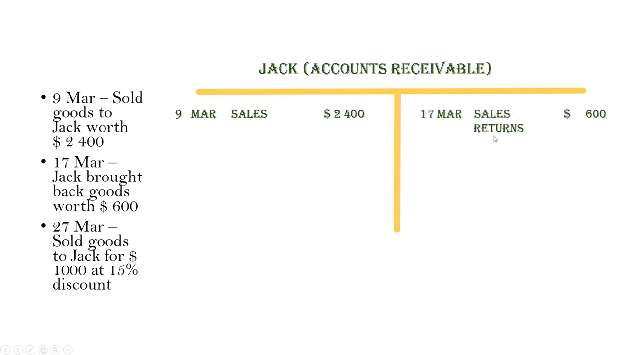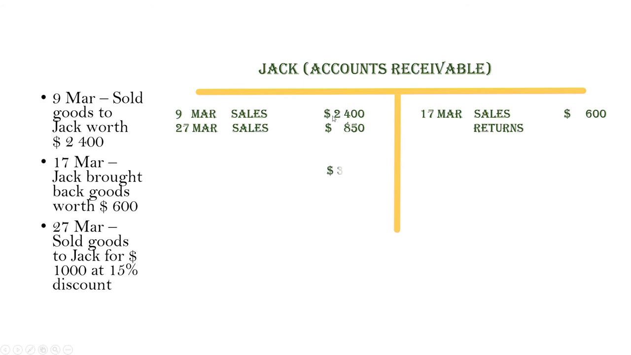He brought back some goods, so money going out of his account. Sales returns. And then he again bought some stuff, but he didn't pay because all this is on credit. So again, he's taking our money. His money is going into his account. Okay, that's the 27th.